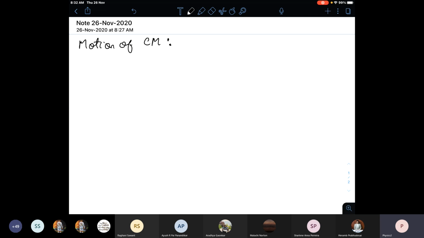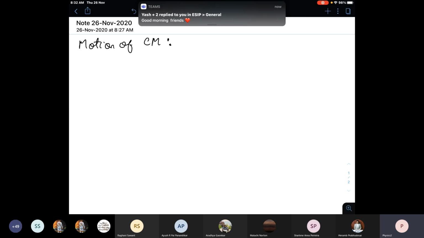Okay, so first of all, in this we are going to talk about point objects only. Mostly there will be point objects only. Continuous objects' motion of center of mass will be studied in rotational motion. This is a system of particles, so we will study the collection of different point objects and how their motion is affecting the motion of center of mass.